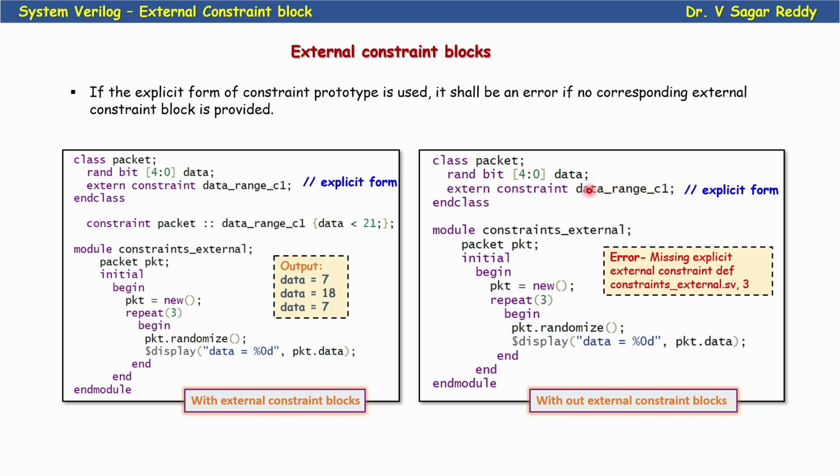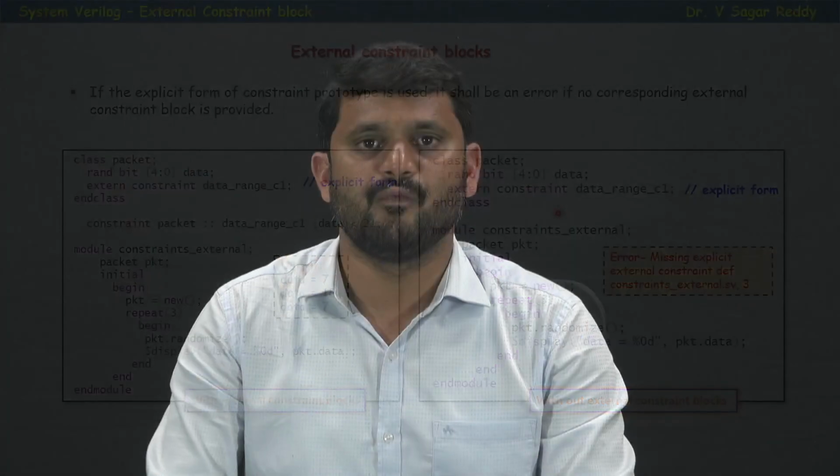Whereas if the constraint prototype is explicit form, so if you use extern, there should be a definition outside the class. So in this video, we discussed what a constraint is, how to impose constraints in SystemVerilog, and what external constraint blocks are, with some examples. Thank you very much.